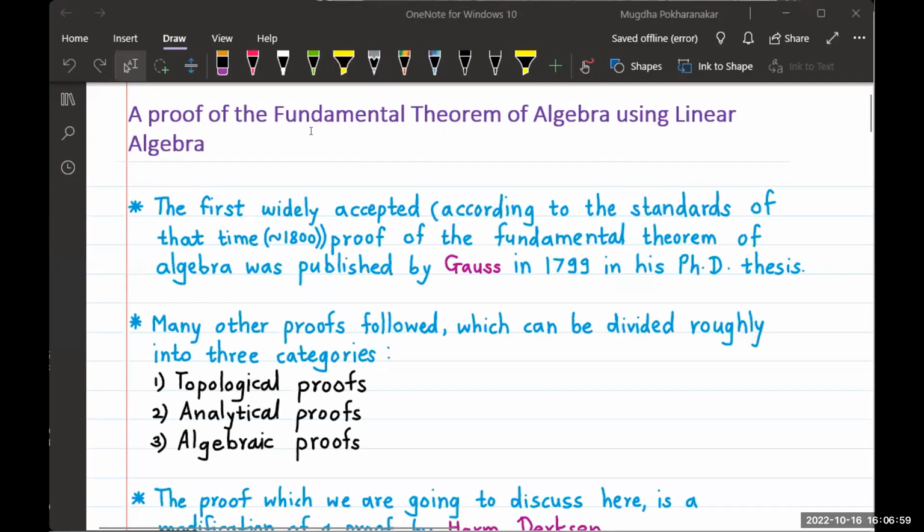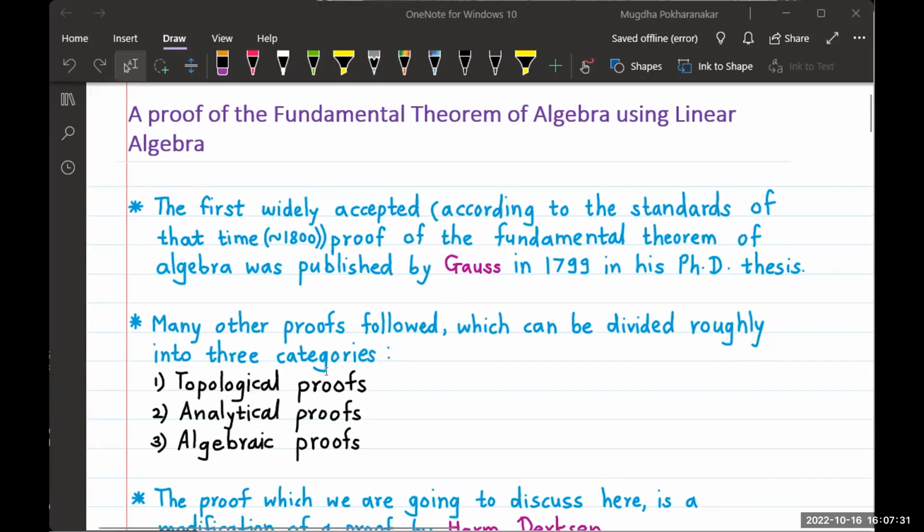Okay, I am going to discuss a proof of the fundamental theorem of algebra using linear algebra. First of all, some history. The first widely accepted proof of the fundamental theorem of algebra was published by Gauss in 1799, though that proof had some gaps according to today's standards. And then many other proofs followed, including two more proofs by Gauss, by D'Alembert, by Cauchy, and many other people.